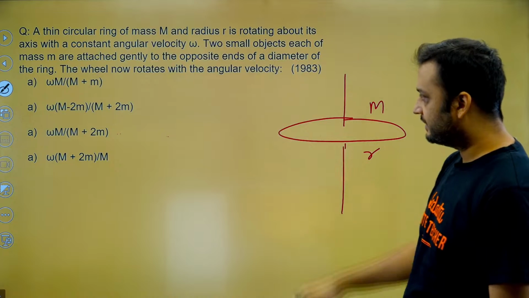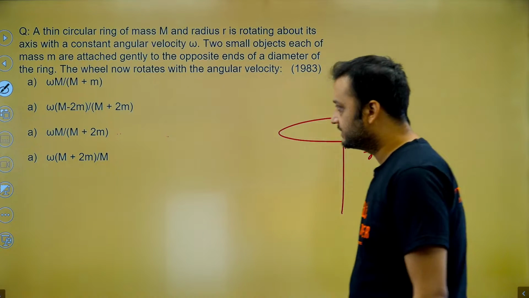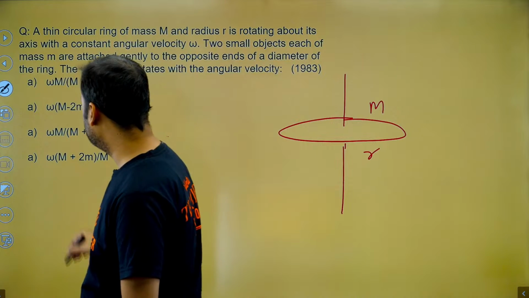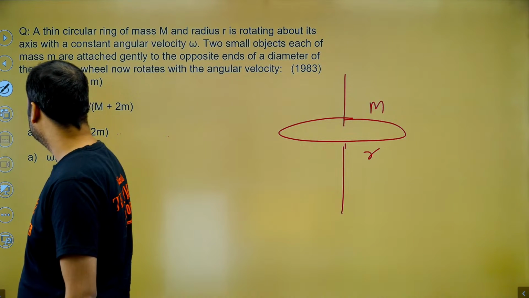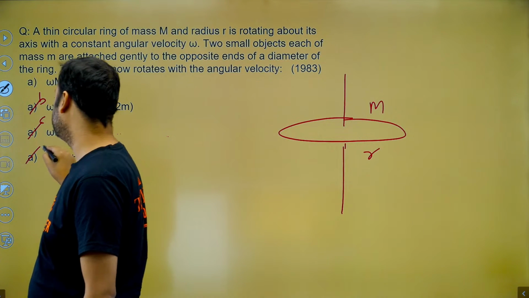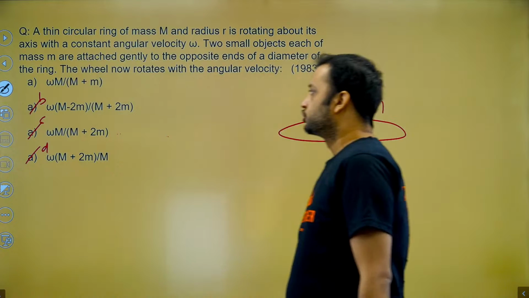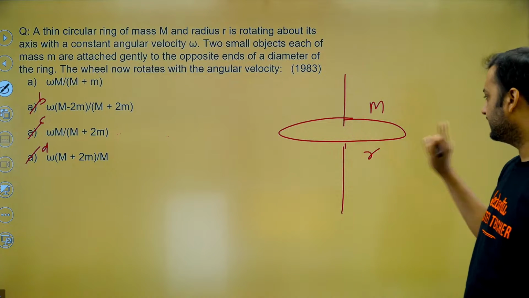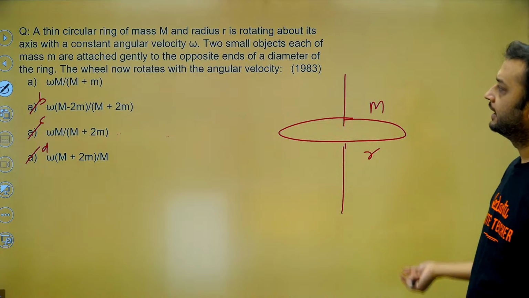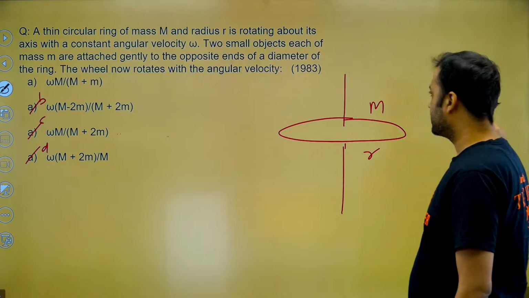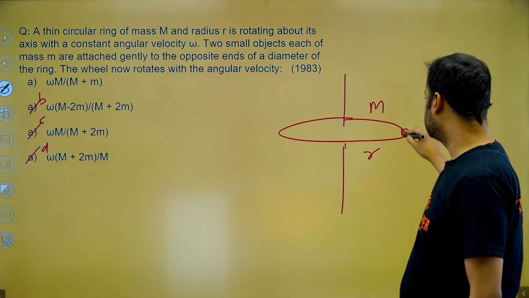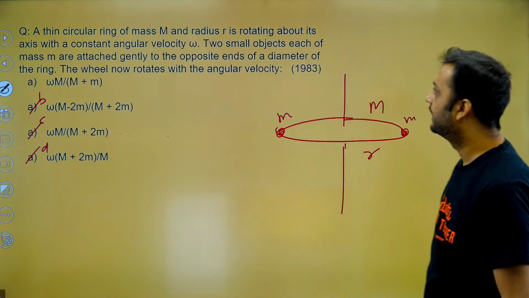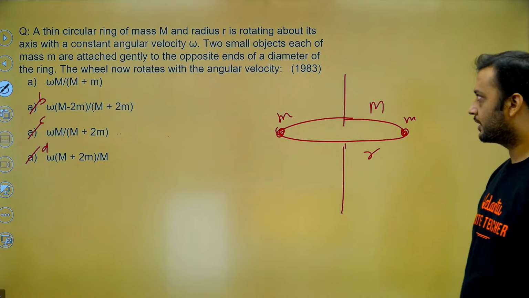If you check the dimensions, then all the terms have the same dimensions. I think by mistake this has become A, so this will be B, this will be C, and this will be D. Okay. So basically here the ring has a mass of capital M. Now you are attaching two small masses over here. So one small m is attached here and another small m is attached here. What will be the new angular velocity of the ring?